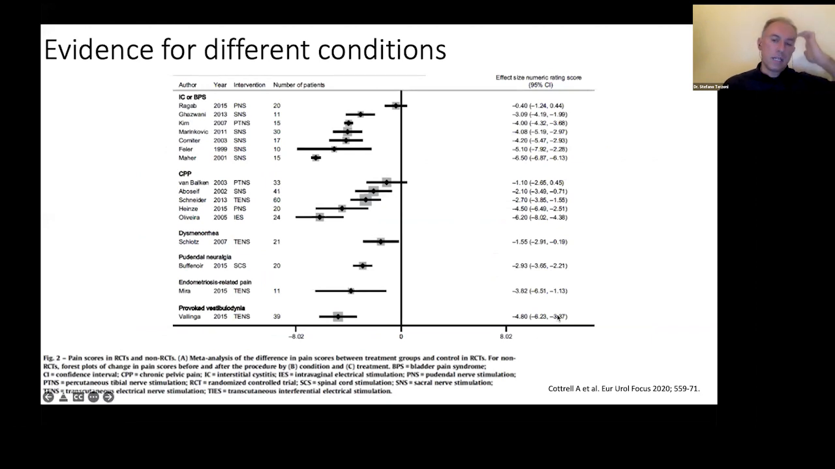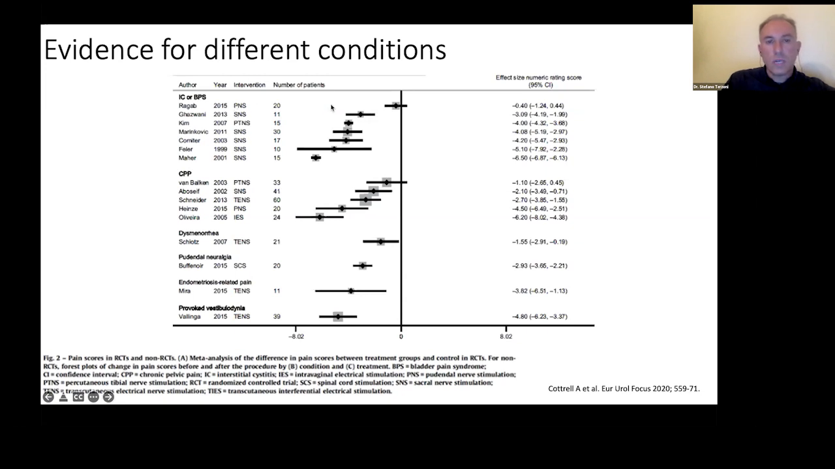This is not a meta-analysis. This only provides us with information about what kind of treatment should be used for which kind of problem, which is exactly what we want to know. So here we have the key of all the acronyms. BPS stands for bladder pain syndrome, CPP for chronic pelvic pain, IC for interstitial cystitis. For instance, I'm not going through all of this because it would take ages, but interstitial cystitis or bladder pain syndrome would benefit from SNS, which means sacral nerve stimulation, would benefit from percutaneous tibial nerve stimulation, and so on.